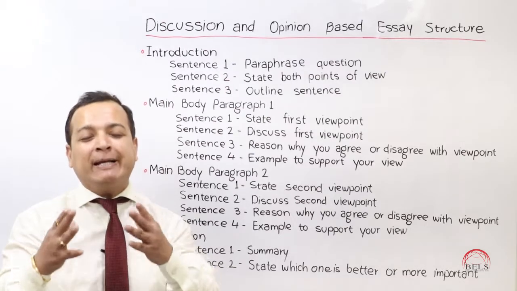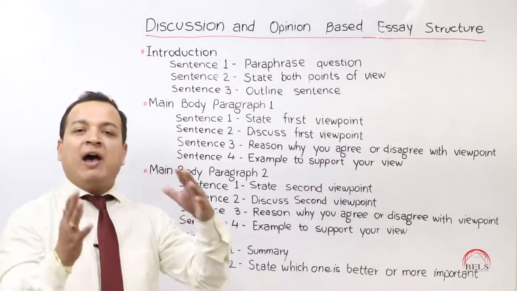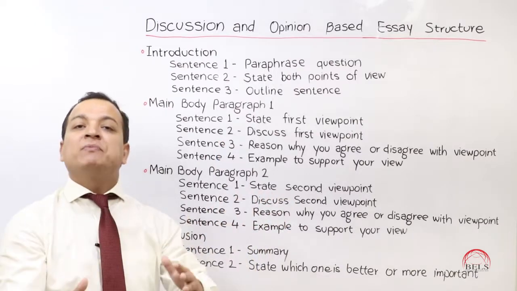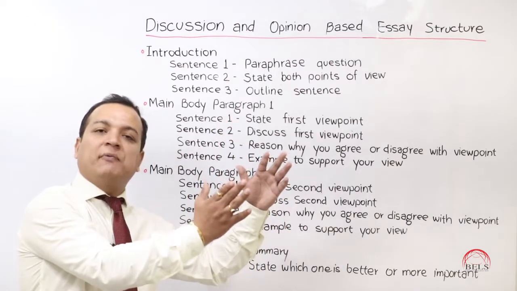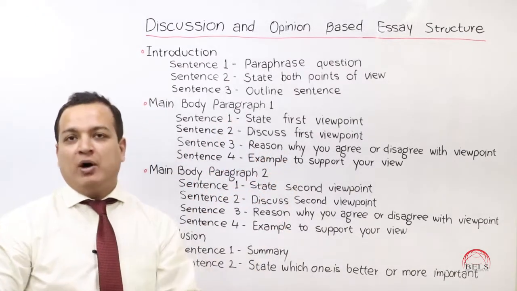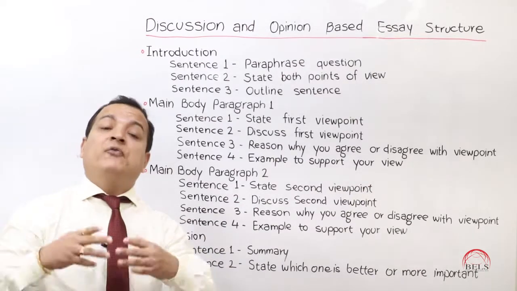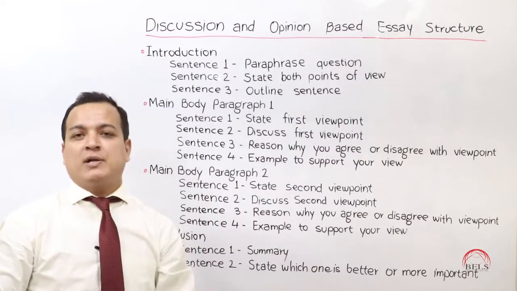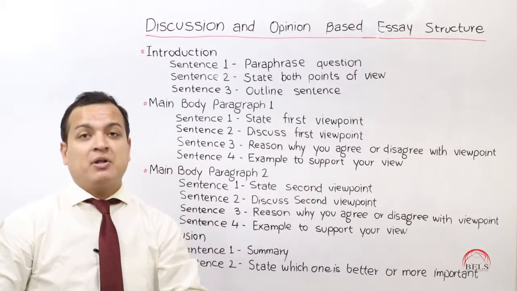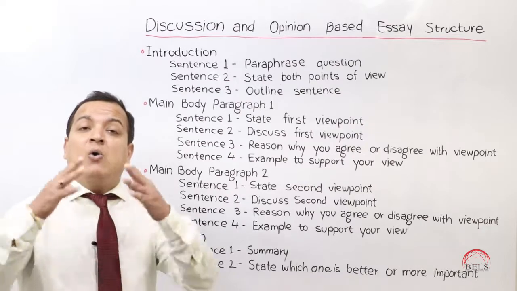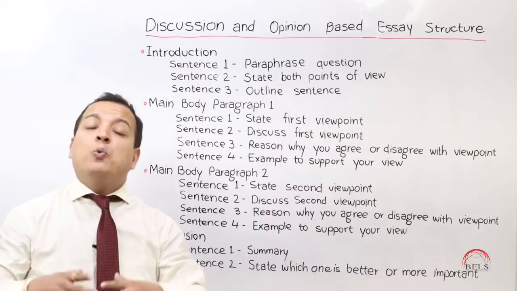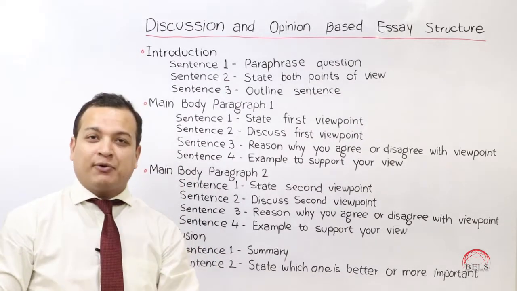So the question clearly indicates that you have to discuss both sides of the view in the body paragraphs, one side of the view in body para 1, and on the contrary, the other side of the view of the people. And finally, in the conclusion part, you have to give your personal opinion there. Now, there is a particular structure which you have to follow in this category of question.